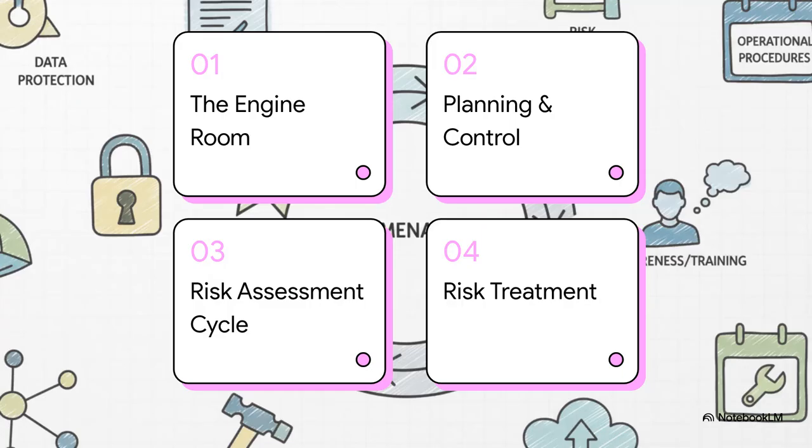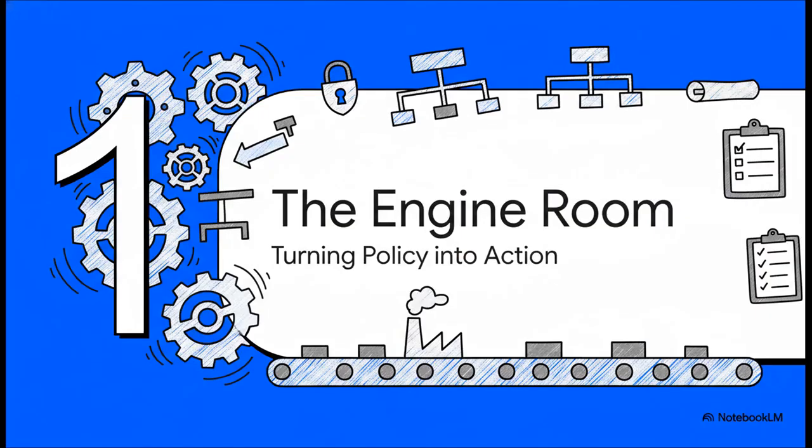All right, here's our game plan for today. We're going to start with a big picture look at Clause 8. Then we'll dive deep into its three core components: the planning and control, that constant cycle of risk assessment, and then the really crucial part, risk treatment. By the time we're done, you'll see exactly how these pieces lock together to create a powerful loop that drives your entire security program.